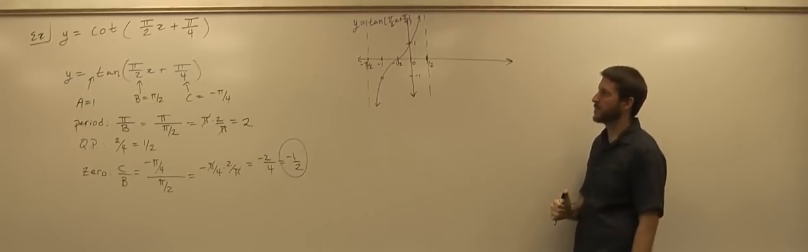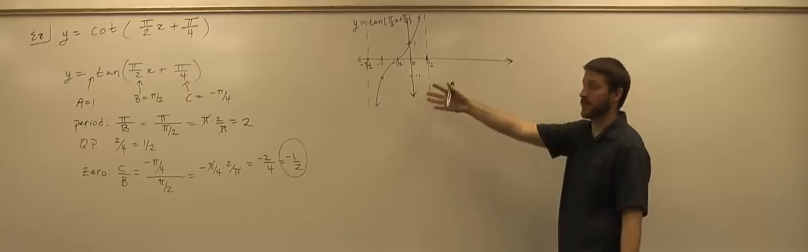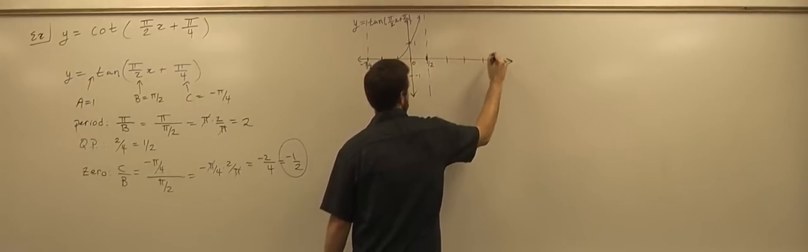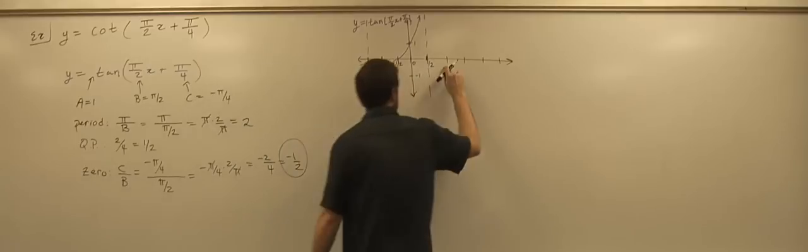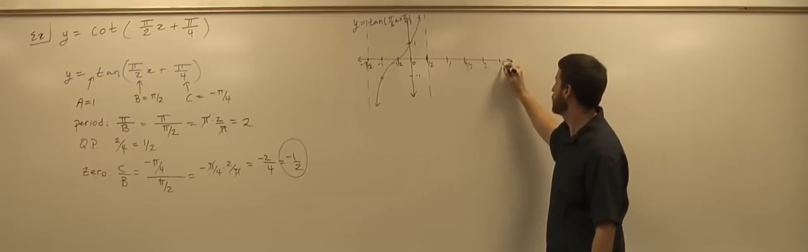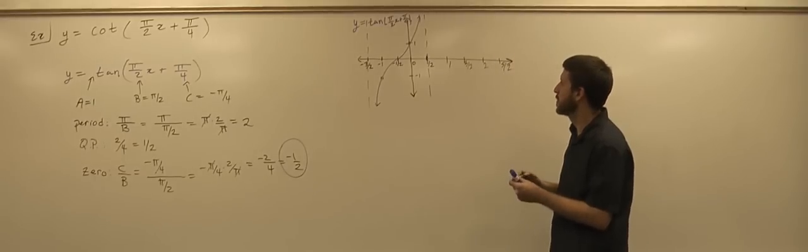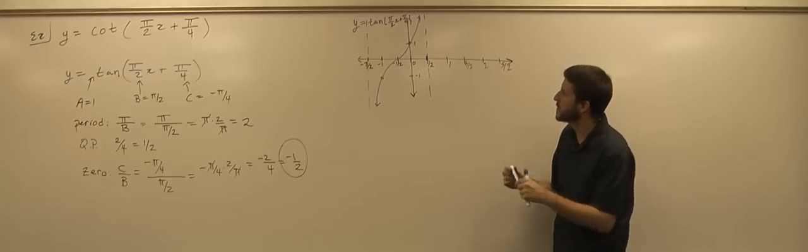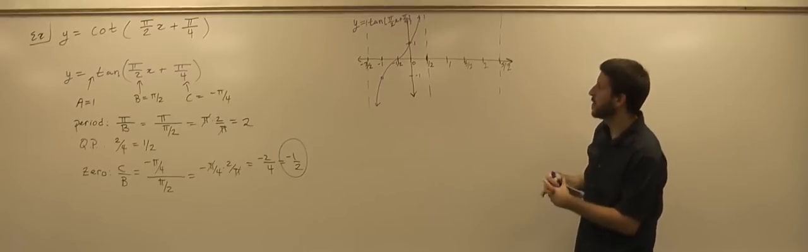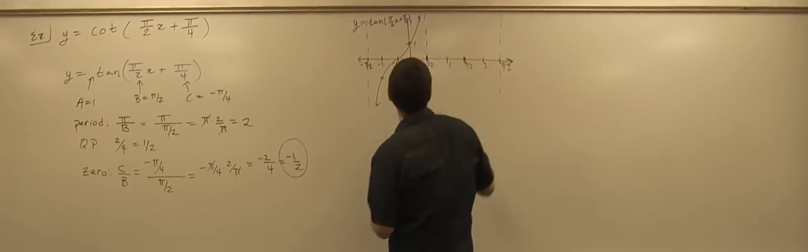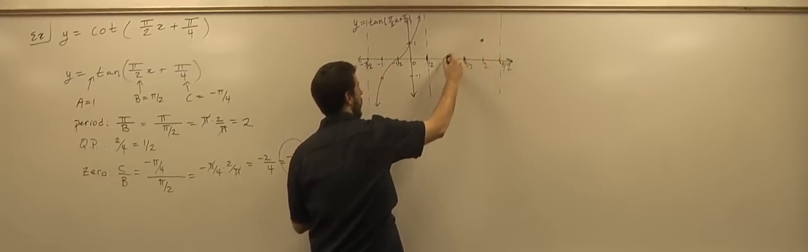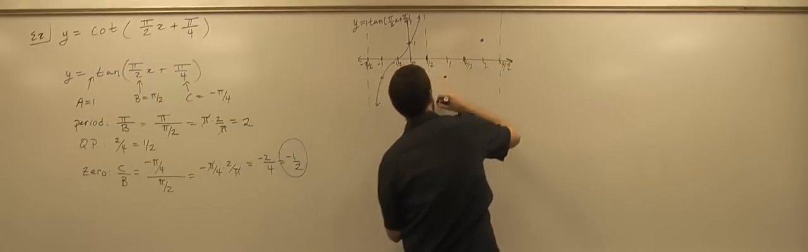How do you do it? Just copy it, right? Copy and paste, right? Control C. So go to your quarter periods. 1, 3/2, 2, 5/2. 1, 2, 3, 4 quarter periods. You get an asymptote at the end of that. You get a 0 right in the middle. When you go 1 quarter period from a 0, you get 1, right, A. When you go 1 quarter period the other way, you get negative A.